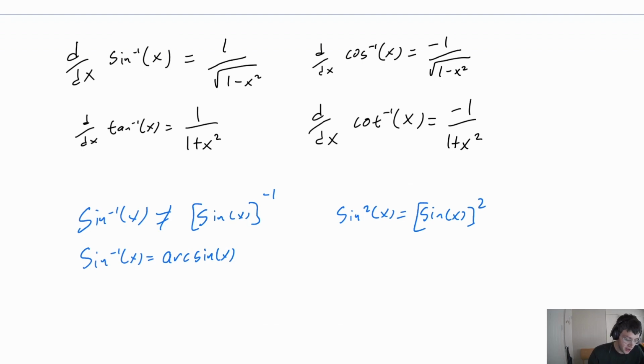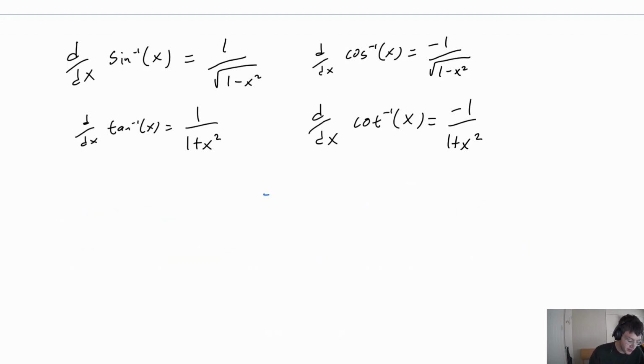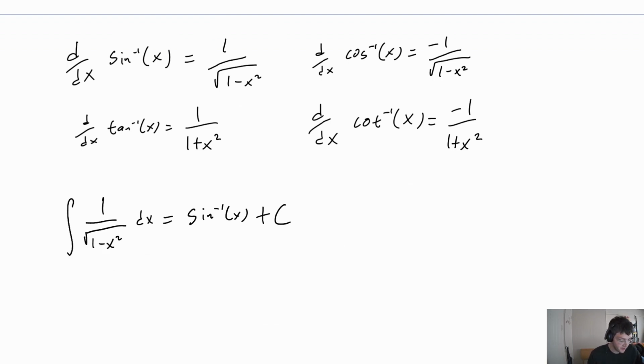We also, back in the day, learned these derivatives. We learned that the derivative of the inverse sine function is 1 over the square root of 1 minus x squared. With this in mind, the antiderivative of 1 over the square root of 1 minus x squared dx should be the inverse sine function. And indeed it is, plus a constant. So when we take the antiderivative of 1 over the square root of 1 minus x squared, we get the arcsine function, or the inverse sine function.